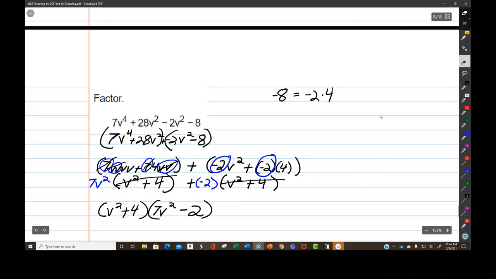Okay, is that it? Yes, that is it for today. All of you go have fun factoring. You've got to learn how to do this. Do it now. Do it today. Do it tonight. Because tomorrow, I think, we're going to be factoring by the AC method. I'm not sure, but I think we are. So you need to already know how to factor four terms.